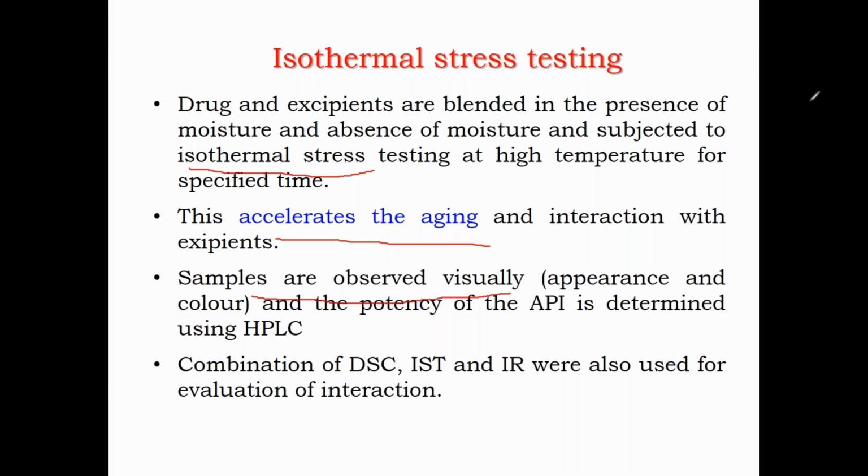Points to be remembered: it is done in the presence or in the absence of moisture, and we are accelerating the aging process by thermal stress condition, by which there are possible visual changes which can be easily detected. If not, we have to depend on the alternative technique to identify the interaction happening.